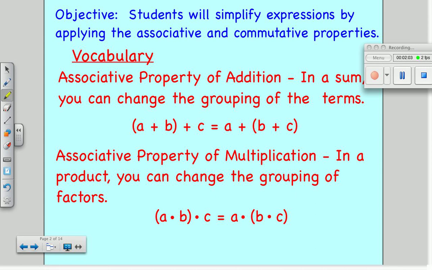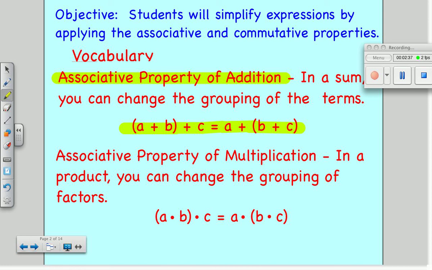Next screen, we have the associative property. The associative property of addition says that it doesn't matter how you group numbers together. So you can group A and B together here and add C, or you can group B and C together here and add A, and you are still going to get the same result. Those will be equal.